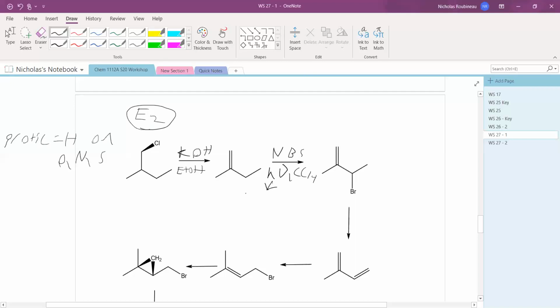This is just signifying using light to activate the reaction, which means it's going to be a radical reaction. And that is what leads to the bromine attaching here at the allylic position, because the allylic radical is the most stable radical. So this is where the bromine ends up.